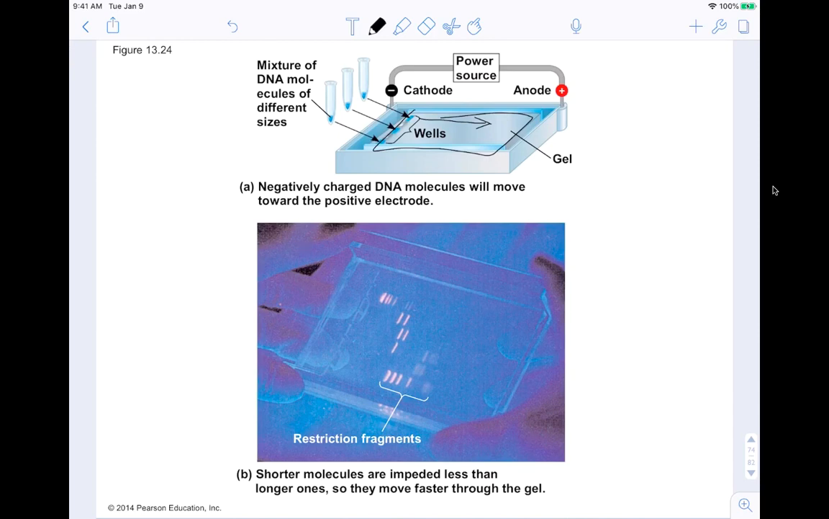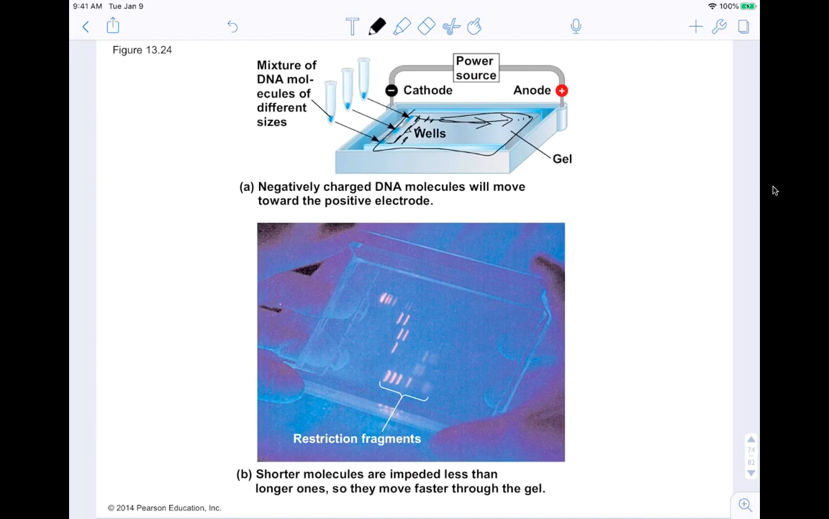And if it's a really, really big fragment, it's going to take forever to go through all those little holes, so it's going to stay pretty close to the wells, the original source. If it's a tiny little strand of DNA, a little tiny fragment, only a couple base pairs long, that one is going to fly down this gel. And it's going to have all these little tiny bands out at the end because it's very small. So it's easily snaked through all those little holes and things like that.